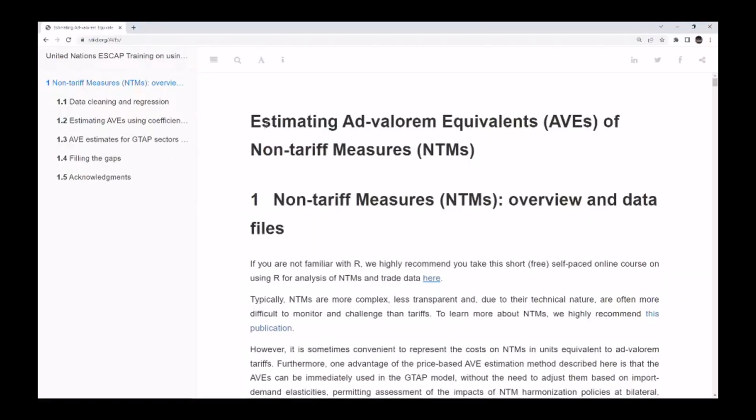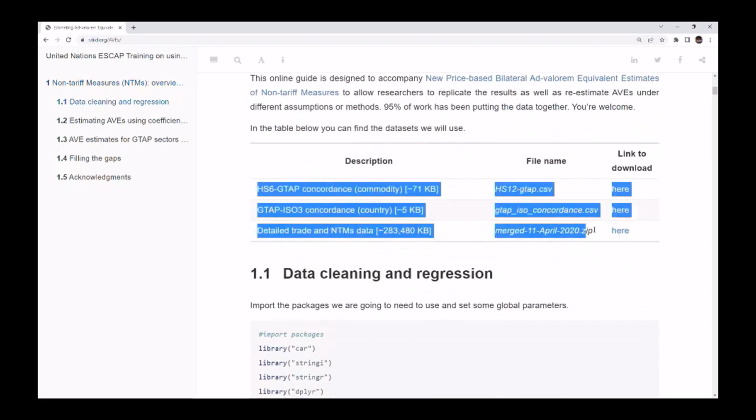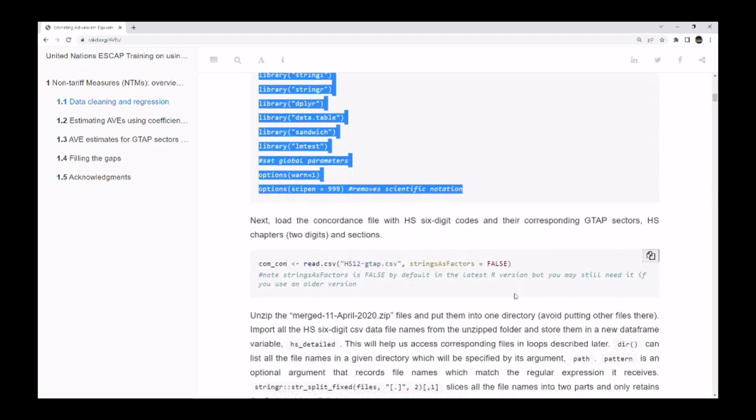So this is the resource that I mentioned. If you go to r.tit.org/AVEs, it explains step-by-step instructions. It gives you all the underlying data files. And I said this has been essentially 95% of the work, trying to get this data together. And then it goes step-by-step through everything that you have to do.